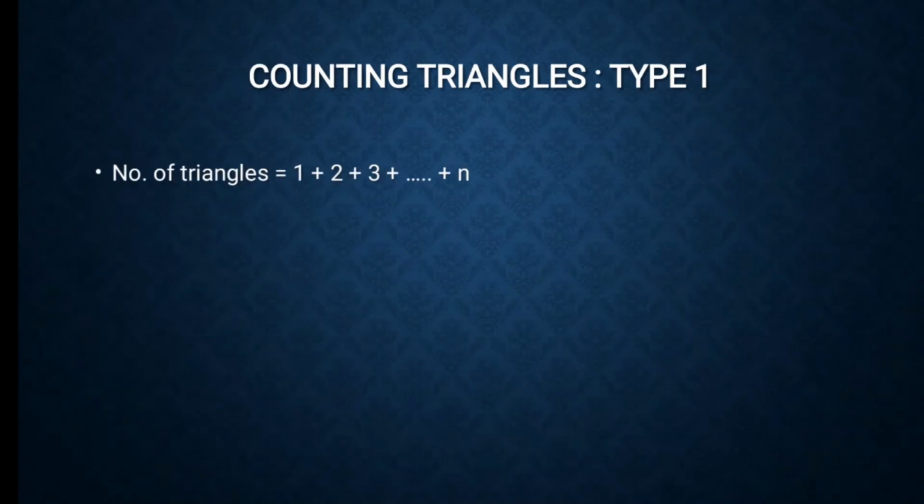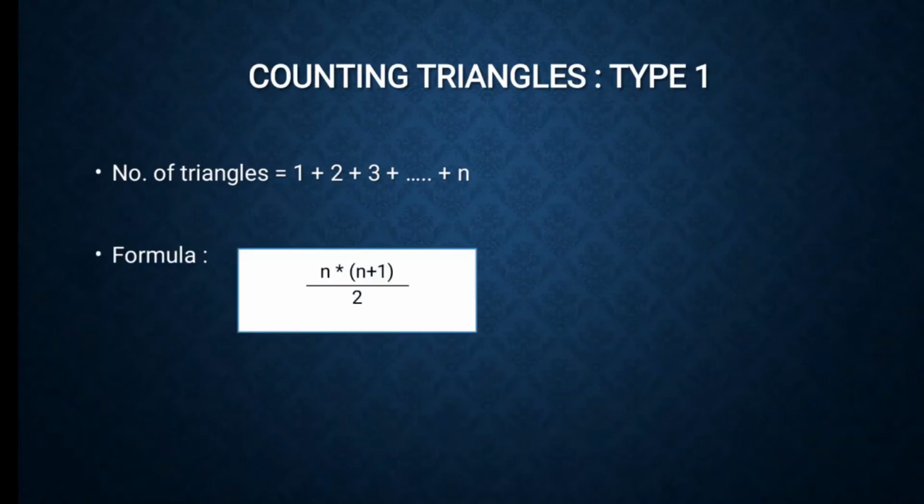Either you can add the numbers up to n, that is the number of partitions, or you can use the formula. The formula says the number of triangles in such a case is n into n plus 1 divided by 2. N is what? The number of partitions that are there in the figure.